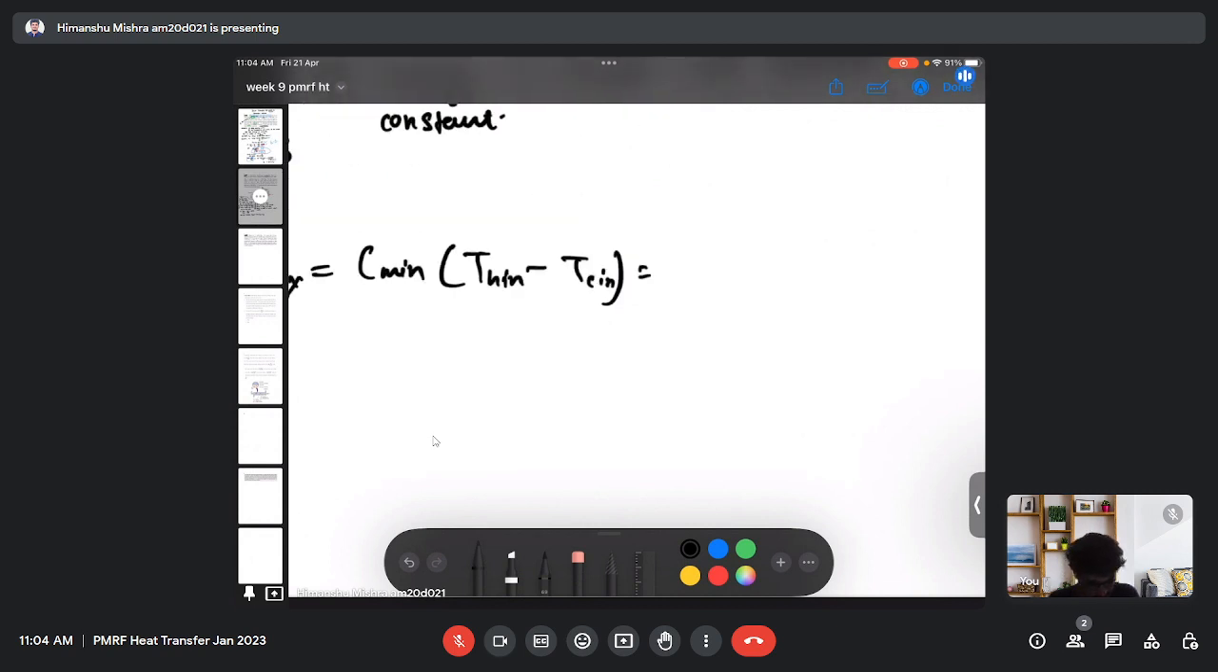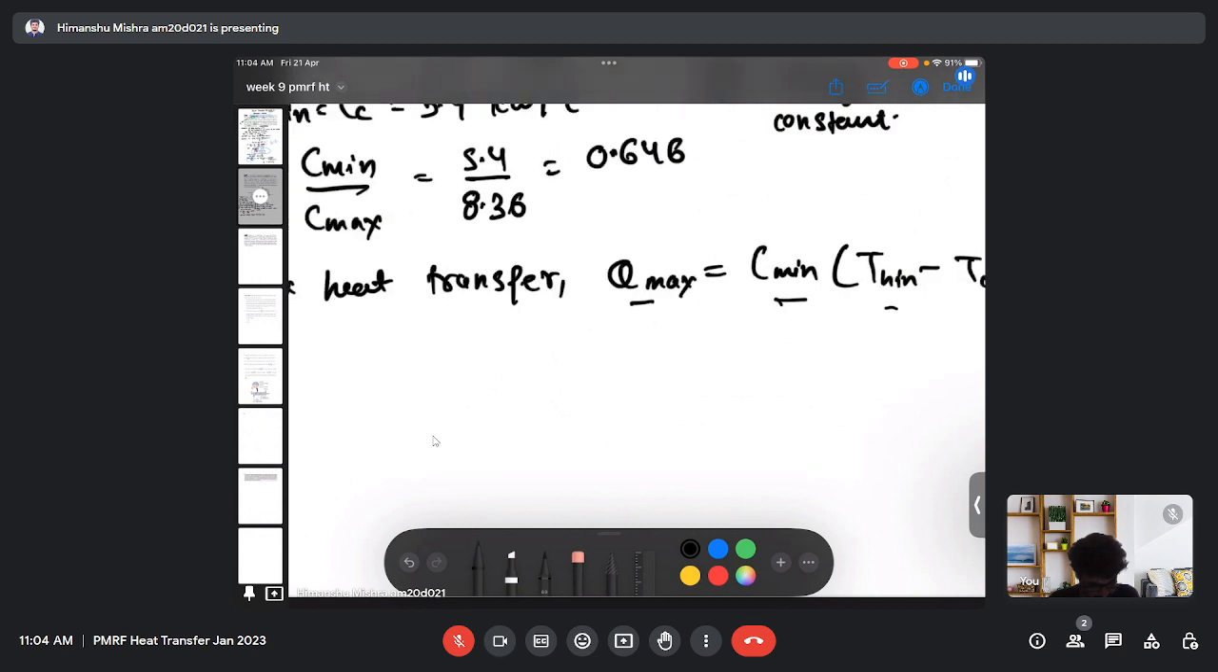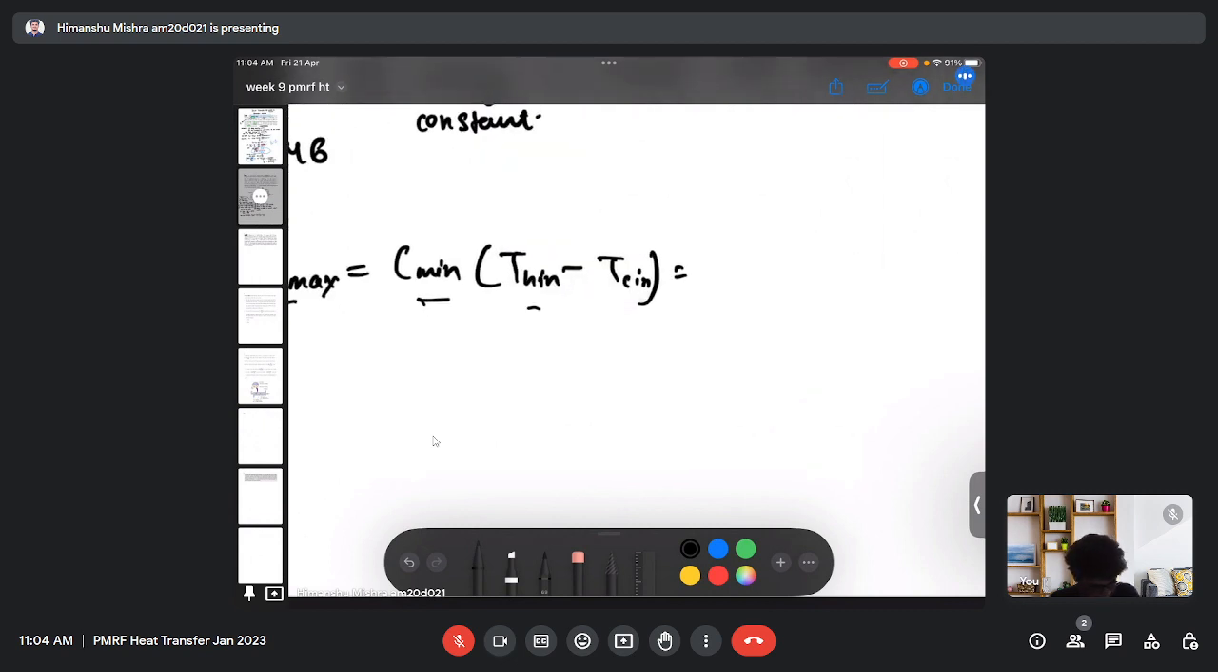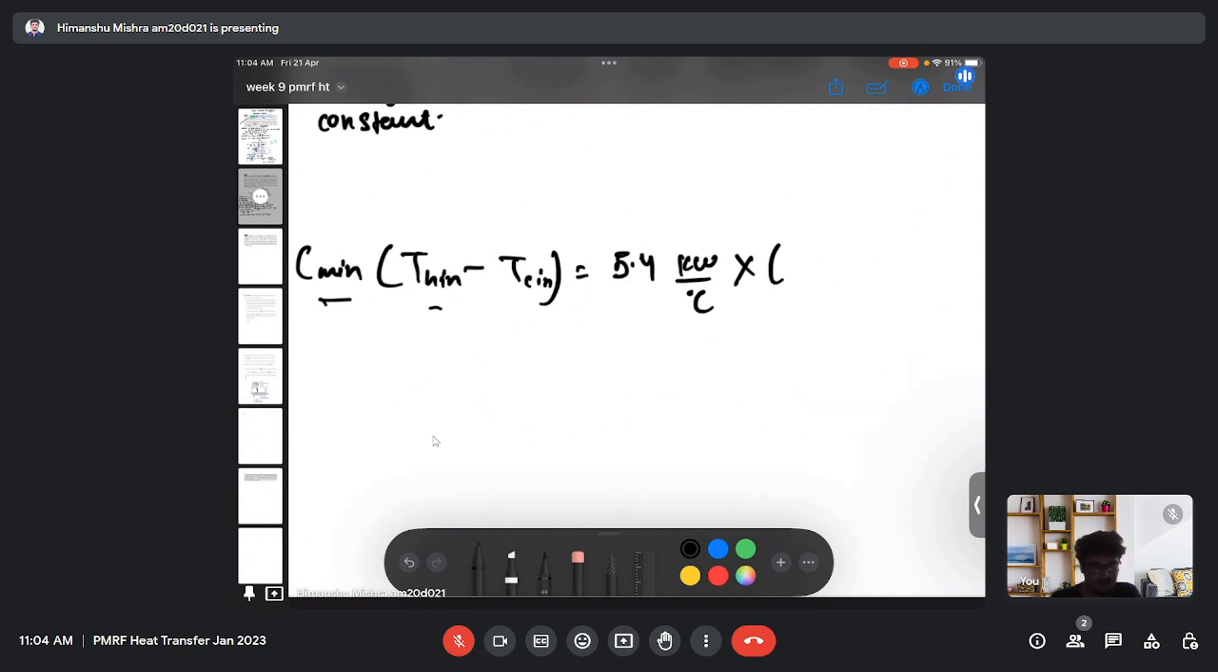So I'm just putting the values here. My C minimum was 5.4 kilowatt per degree Celsius, multiplied by my TH, hot fluid inlet temperature, which is 110, minus my cold fluid inlet temperature, which is 20 degrees Celsius. So my maximum heat transfer will be 486 kilowatt.